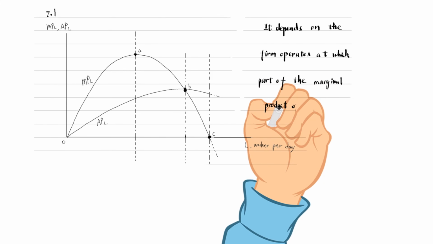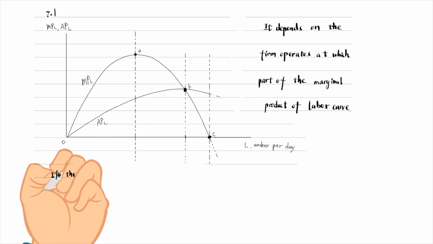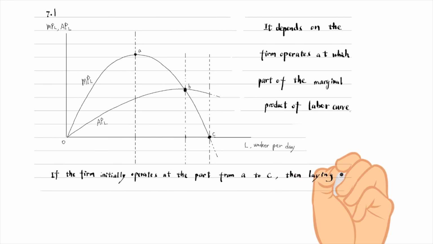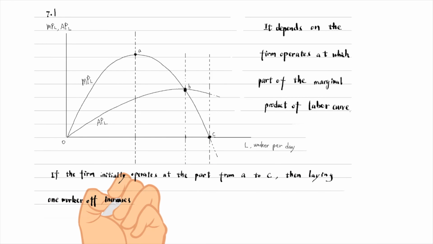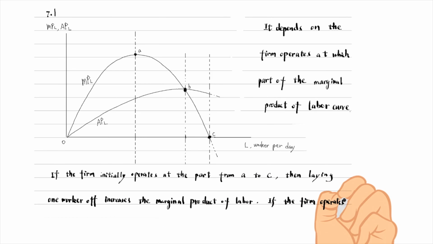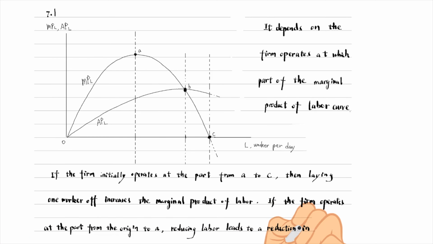If the firm initially operates at the part from point A to point C, then laying one worker off increases the marginal product of labor. If the firm initially operates at the part from the origin to point A, then reducing labor leads to a reduction in the marginal product of labor.